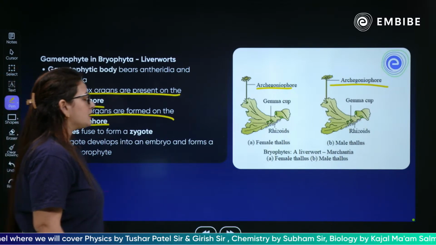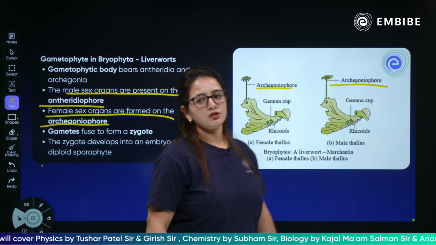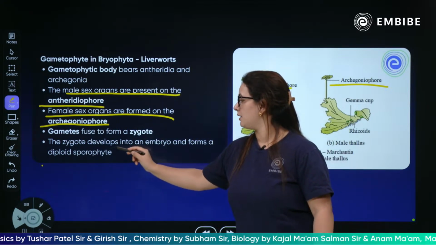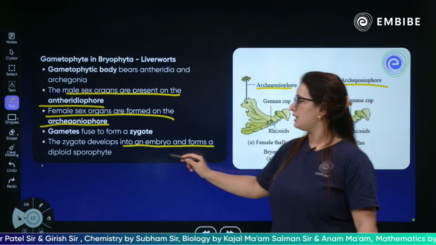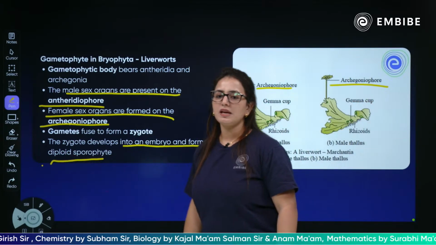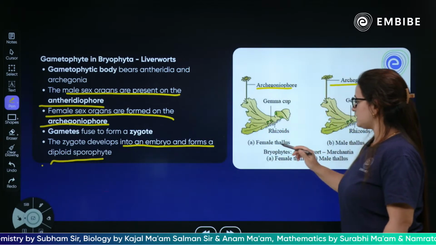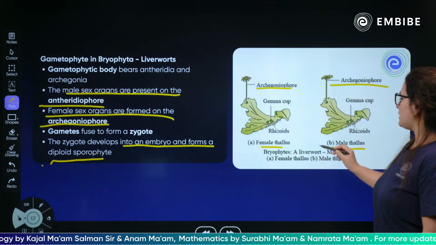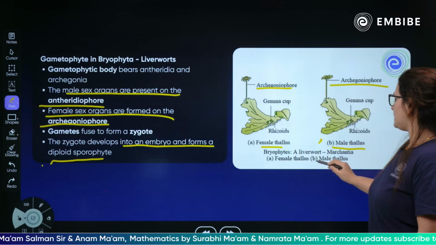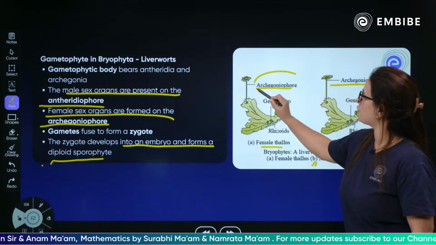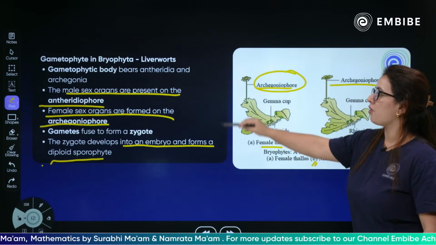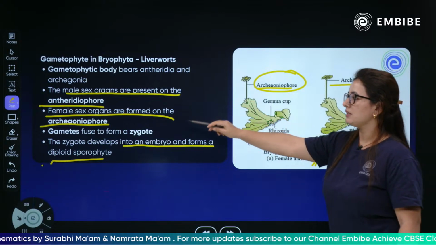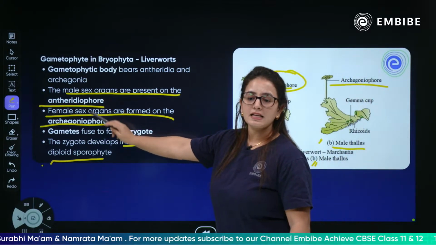The gametes fuse to form a zygote, and the zygote develops into an embryo and forms a diploid sporophyte. As you can see in the liverwort Marchantia, this is a female thallus and this is a male thallus. This is the archegoniophore, which produces the female sex organ.